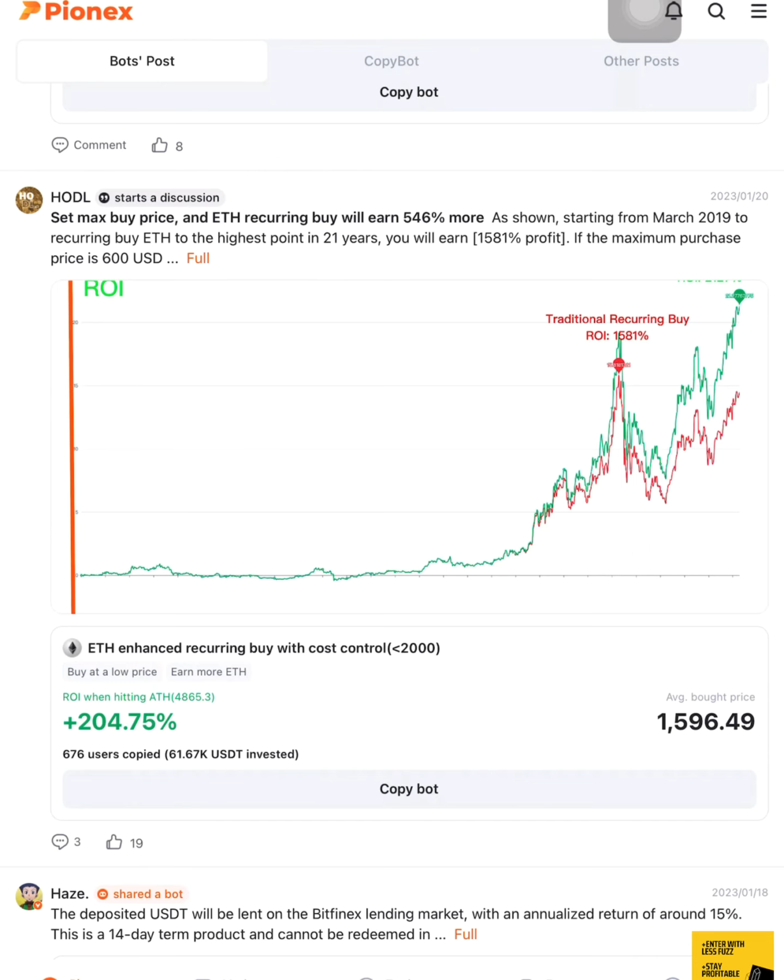Today, we'll be discussing the Martingale or the DCA, in other terms, the dollar cost averaging bot. It's something that a lot of people know, but they don't know how to implement it, and the potential risks and also the potential benefits that they get with it.